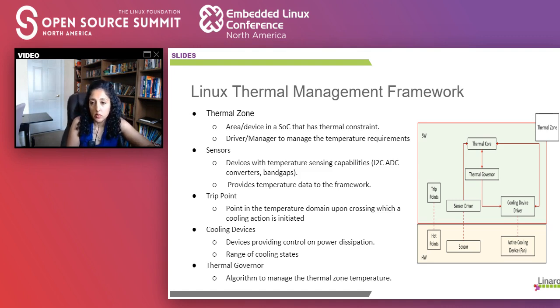So a thermal zone usually is a combination of all this. A thermal zone consists of the sensor that feeds it with the temperature data. It will have a set of trip points associated with it, and each trip point will have a set of cooling devices associated with it, which can be triggered by the governor to initiate a mitigating action if the temperature goes above the threshold or the trip point.